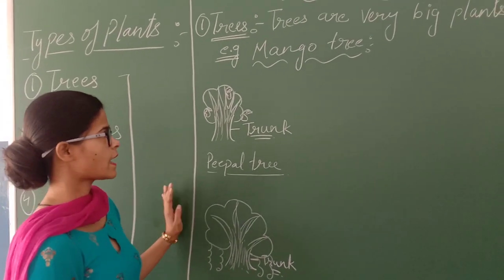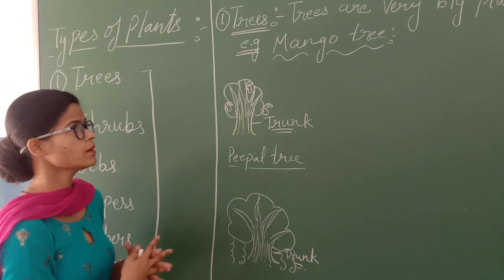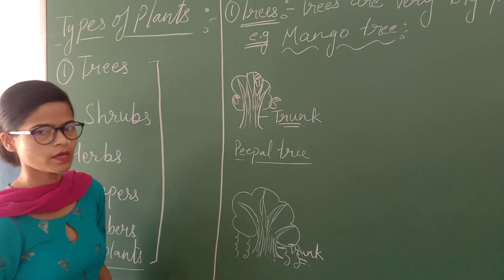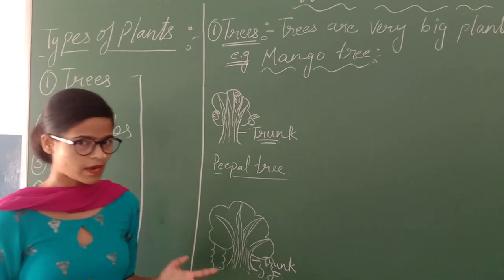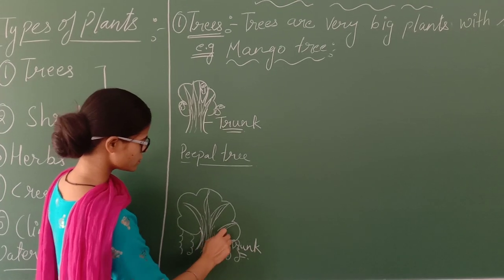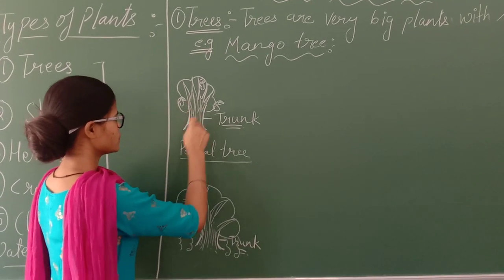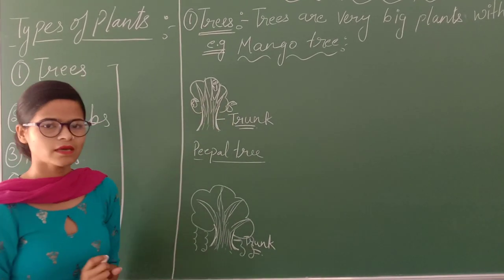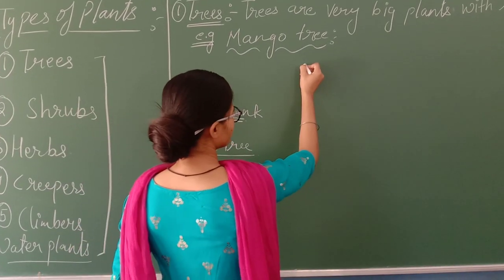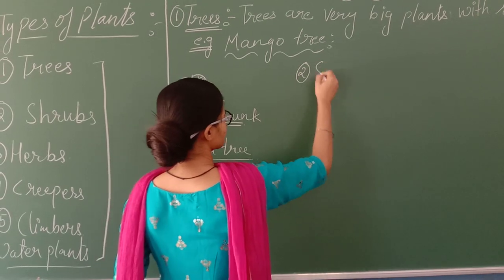Now we are talking about trees. Trees are big plants and have a strong stem. This is what we call the stem. These are very strong. Now the second plant we will learn about is shrubs.